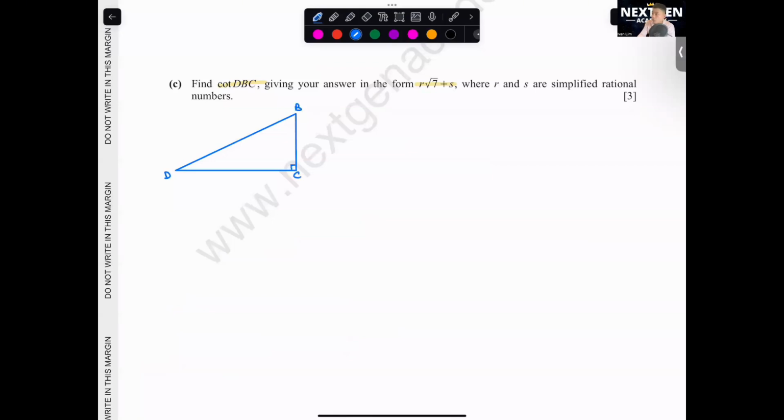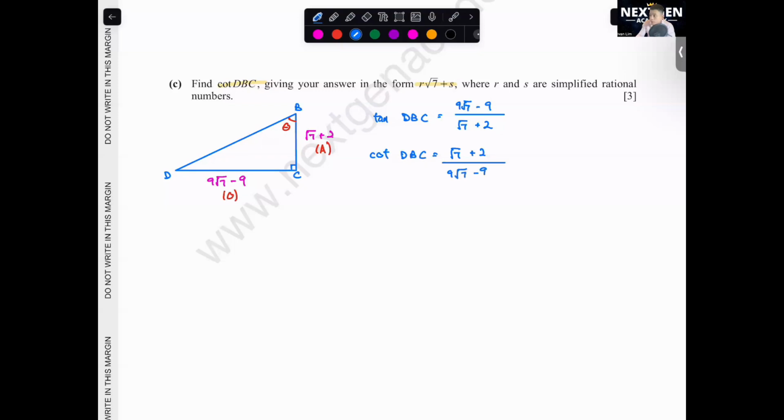DBC. Okay, we've got here 9 root 7 minus 9, and root 7 plus 2, and we want to find the angle over here. Cotangent, I can use tangent, then I inverse it. So let's find tangent DBC first. This will be opposite over adjacent. So tangent DBC is equals to 9 root 7 minus 9 over root 7 plus 2. Cotangent, you just inverse the entire thing: root 7 plus 2 over 9 root 7 minus 9.